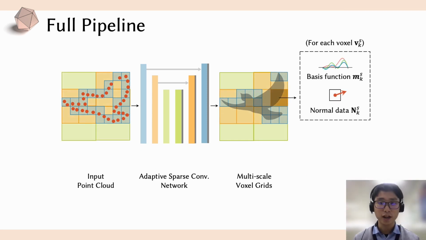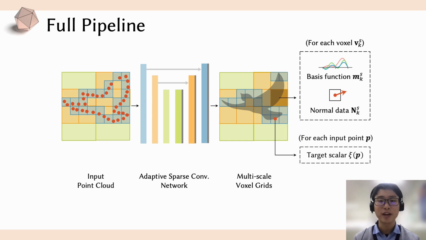The features stored on the voxel grids as regressed by the UNet are used to compute useful attributes. For each voxel, we predict the coefficients of the basis functions and the normal data. For each input point, we further obtain the trilinearly interpolated feature from the feature grid and pass it through an MLP to obtain the target scalar psi, defining the expected value at that position for denoising purposes.